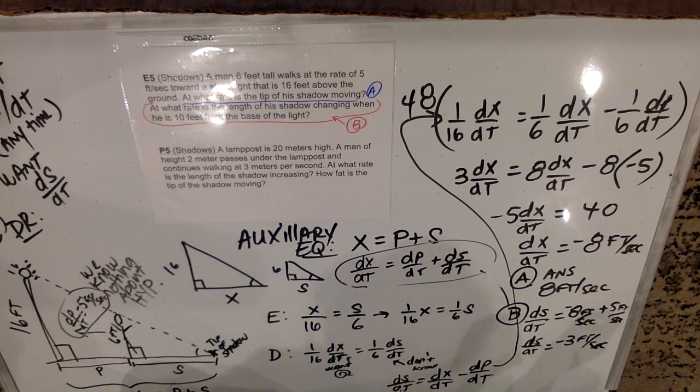So when they ask at what rate is the length of his shadow changing, the answer here for B is going to be negative 3 feet per second, because note the difference. Sorry, at what rate is the tip of the shadow moving? It should also be negative 8. So negative 8 feet per second and negative 3 feet per second, because neither of those questions had a direction included. They asked the rate at which something is moving. So, cool.